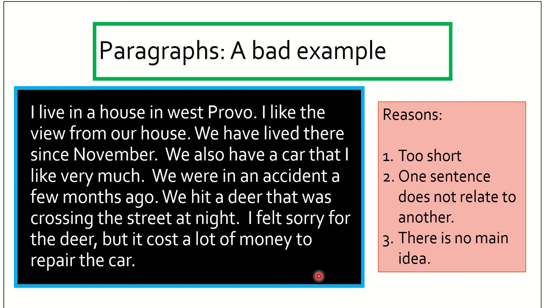Right? Okay, number two is that if we were to read this, most of the sentences do not relate to one another. Perhaps sentences number one, two, and three are related, but then sentence number four is not related to sentences number one, two, and three. There is no main idea over here. You could not find what is the main idea of this particular paragraph.